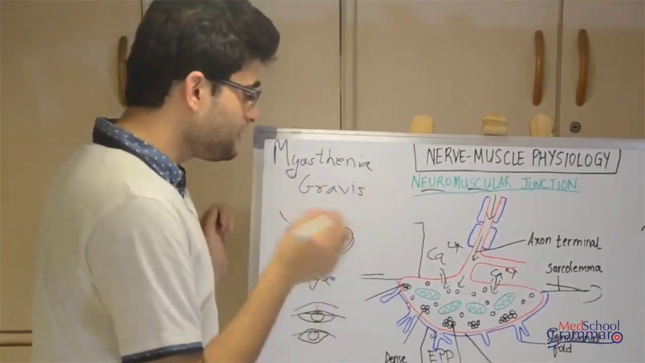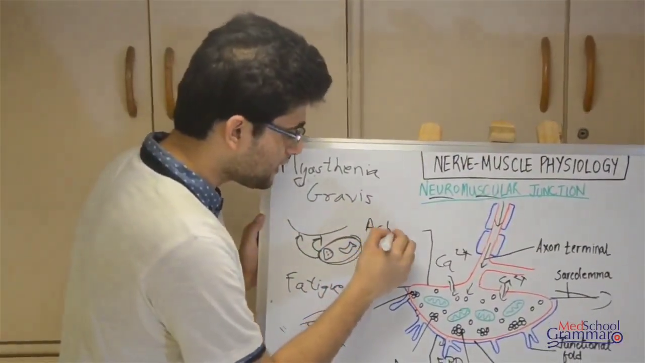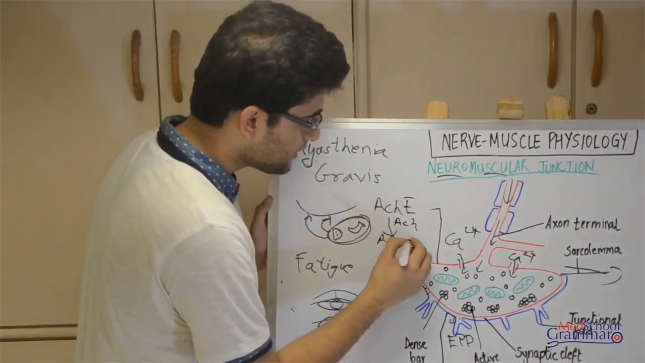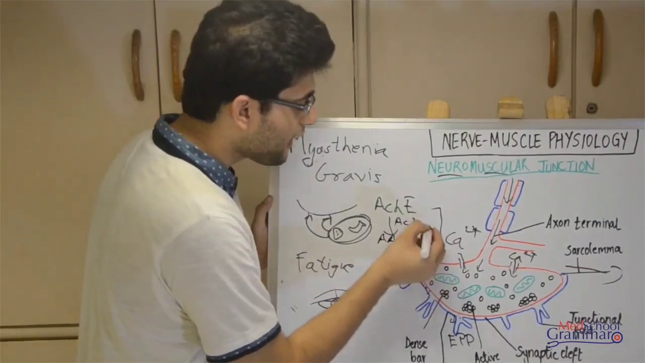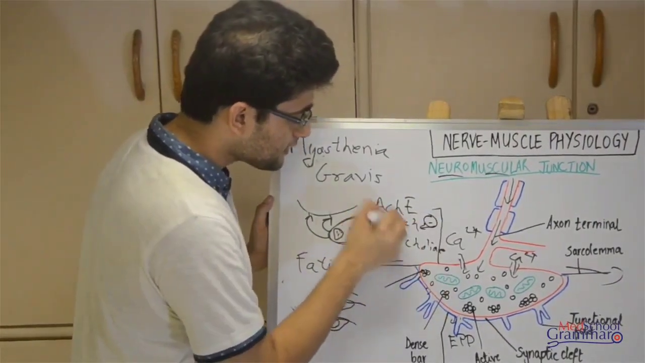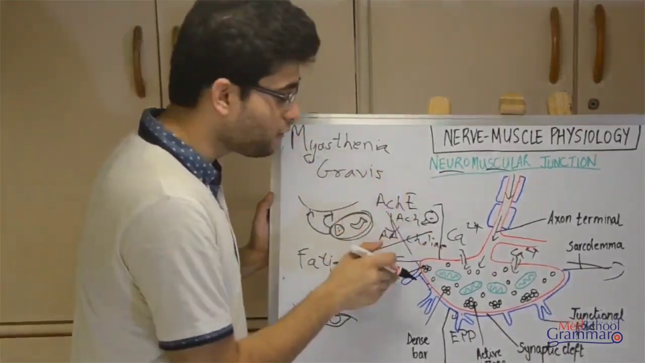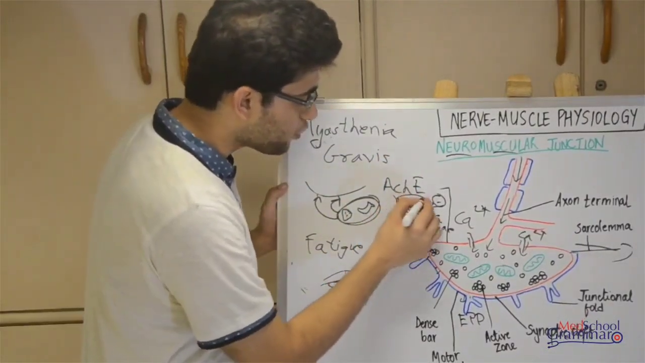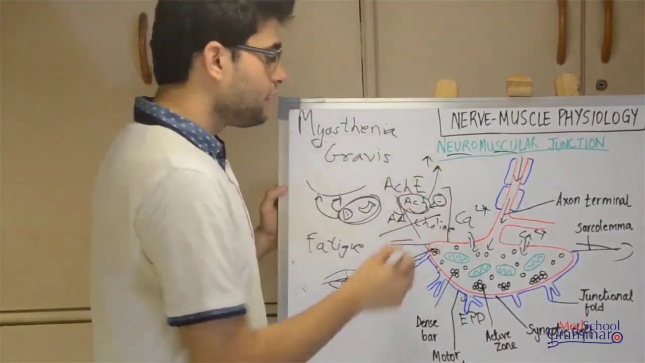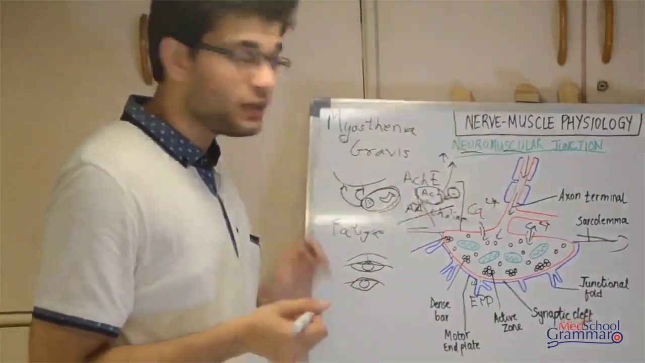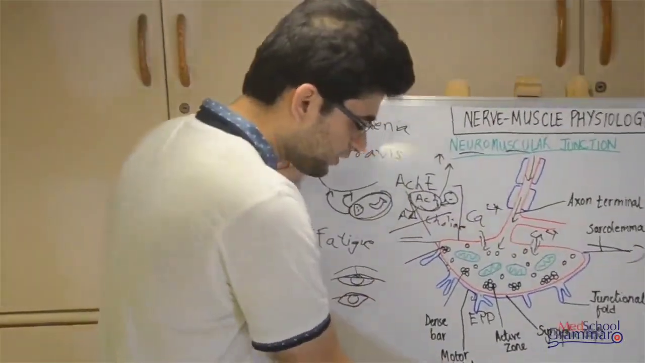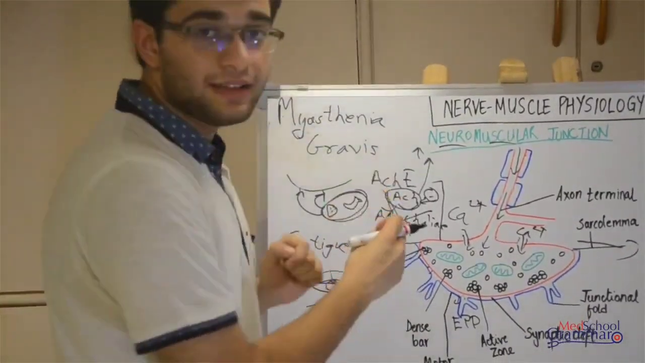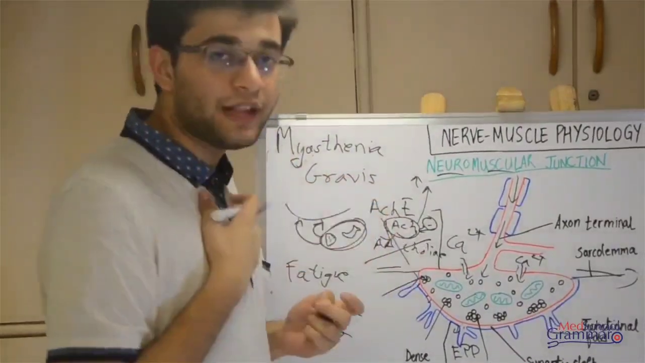The drugs which inhibit the activity of acetylcholinesterase are given. Why? As we saw earlier, acetylcholinesterase degrades acetylcholine to acetic acid and choline. If you give an inhibitor over here, this reaction won't occur. That means the concentration of acetylcholine would increase, and this increase in acetylcholine is something that we want.